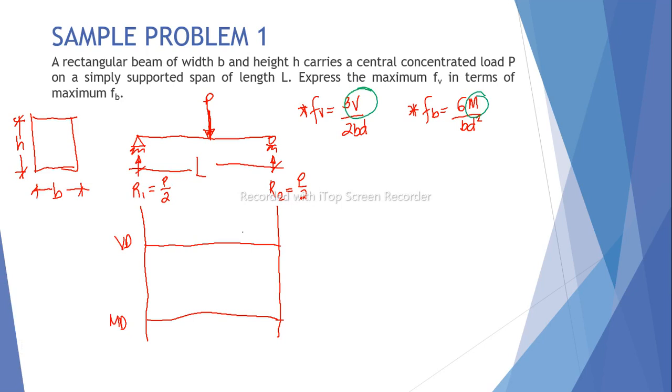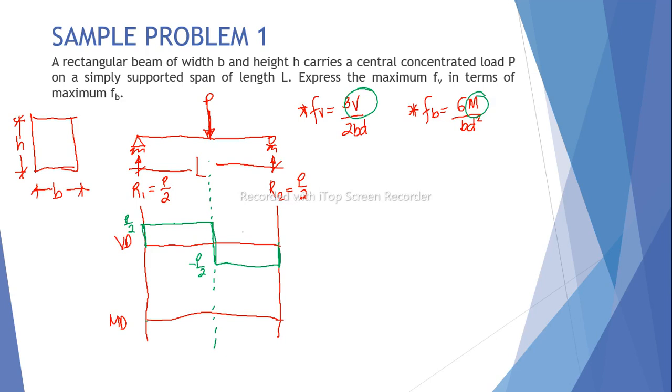For the shear diagram, we go up, we have positive P over 2. And then going toward the center, it runs at P over 2. And then there is P going downwards. So going here, that is negative P over 2. And then going toward the right reaction, it is constant, or 0 degree. Then here we have positive P over 2 going up. So this closes the shear diagram.